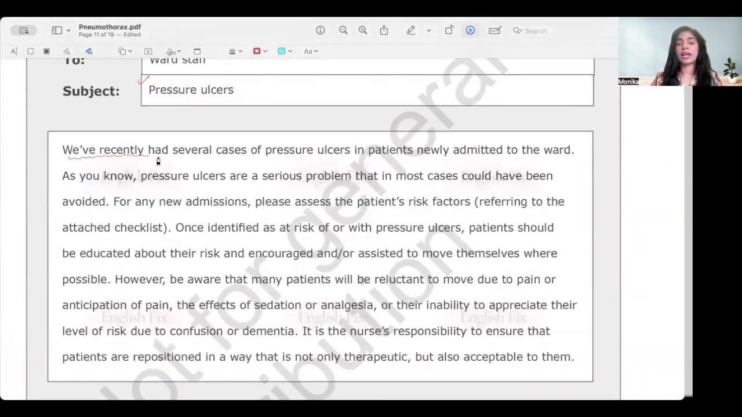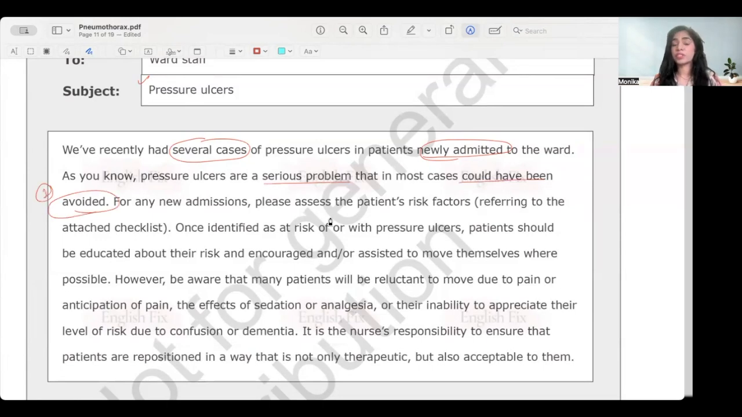So we have recently had several cases of pressure ulcers in patients newly admitted to the ward. So you are already aware that this is a serious problem that in most cases could have been avoided. So one thing they tell me about this is that they have a lot of people who have been newly admitted with this serious problem, but it could have been easily avoided. That's the first thing I find out.